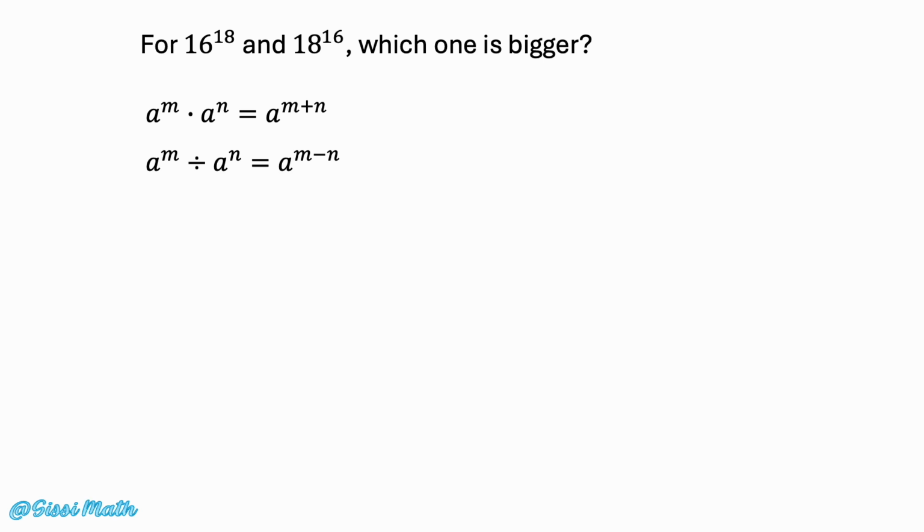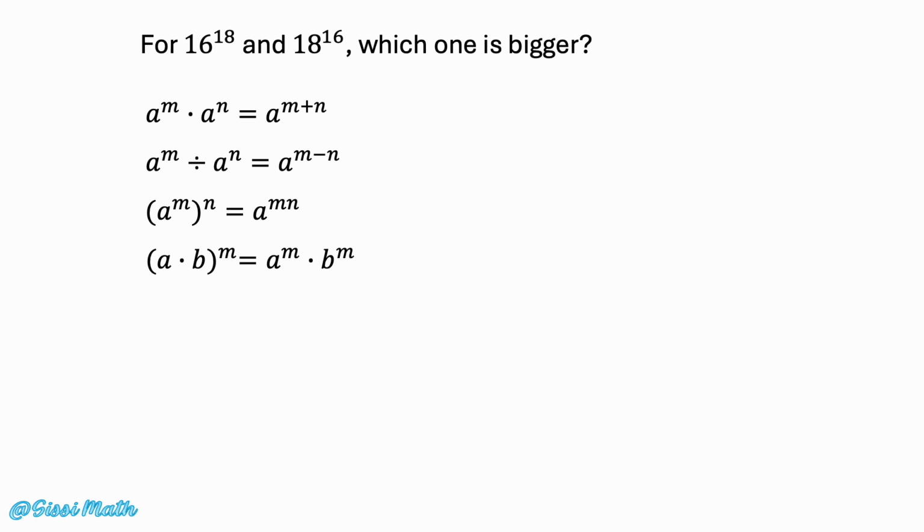The second formula is to say if we use a to the power of m divided by a to the power of n, we will get a to the power of m minus n. The third formula is to say if we have a to the power of m and we take this value to the power of n, then we will get a to the power of m times n.